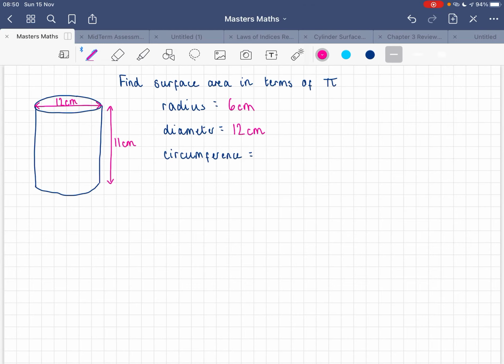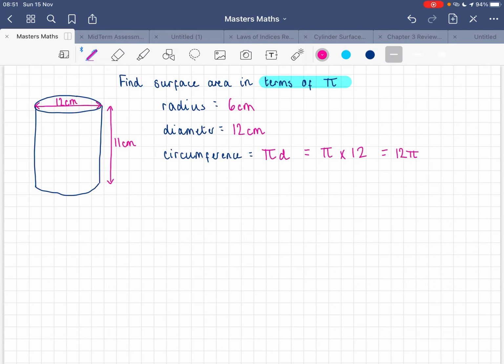The circumference would be pi times the diameter, which is pi times 12. But this time, because we want our answer to be in terms of pi, I'm not going to work it out as a number. I'm going to leave it as 12 pi. I'm going to treat pi as if it was an x or any kind of algebraic letter. I'm just going to treat it as if it is a letter, okay?